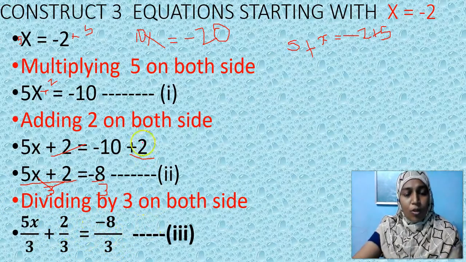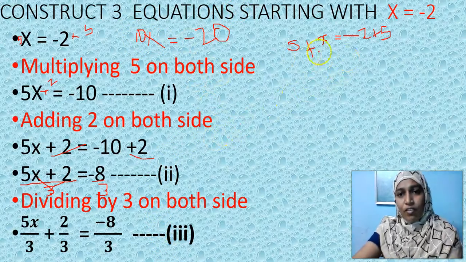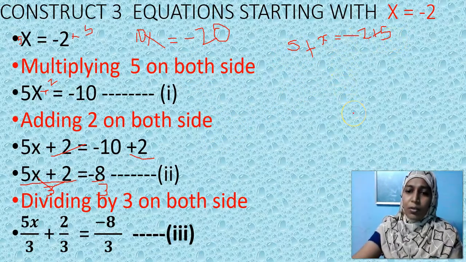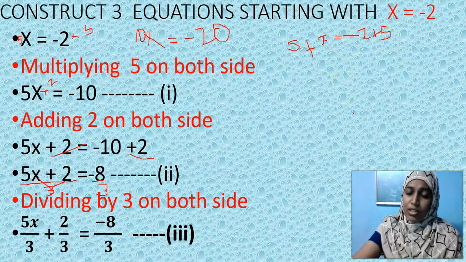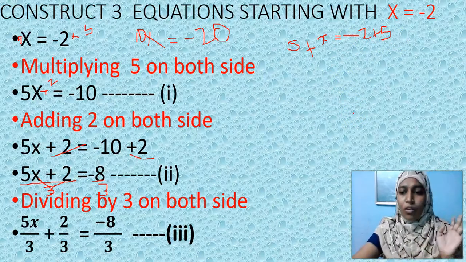And it doesn't stop. You cannot say these are the only 3 equations. No. If I started with this, now multiplying by 10 on both sides, I will get another 3 sets of equations. If I have started with 5 plus x is equal to minus 2 plus 5, I will get another 3 sets of equations. Not only 3, n sets of equations I can get. Hundreds and thousands. Each and every student can write n number of equations for this type of question.